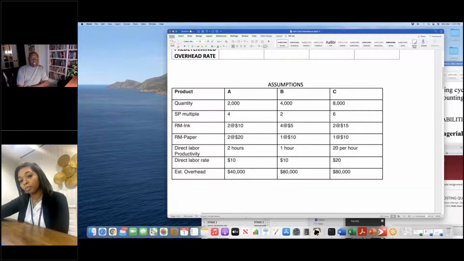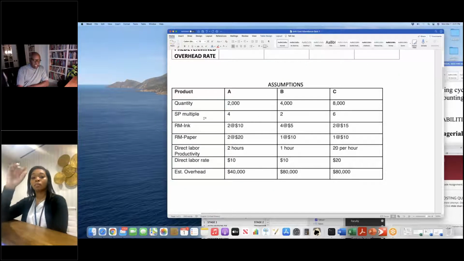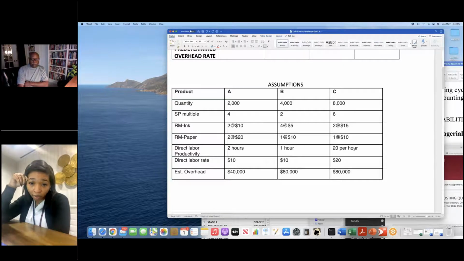So these are our assumptions: the quantity, selling price multiple, raw materials ink, raw materials paper, direct labor productivity, direct labor rate, and estimated overhead. So when we look at this rate, if it takes 2 hours, we know we're doing what? Multiplying. 1 hour, multiplying. 20 per hour, dividing. Okay, so that sets you up in terms of, when I start to deal with this labor: multiply, multiply, divide.